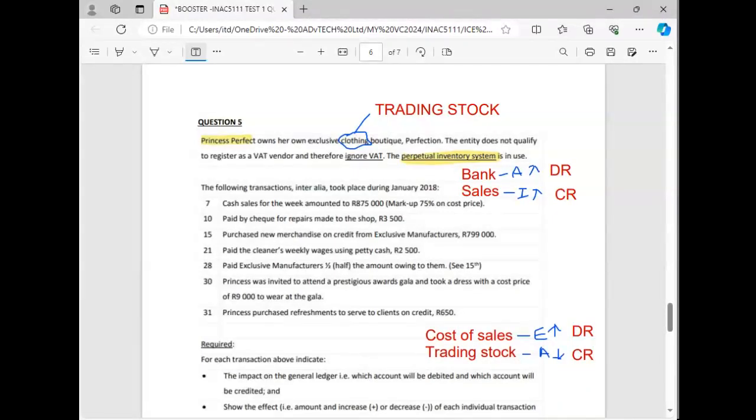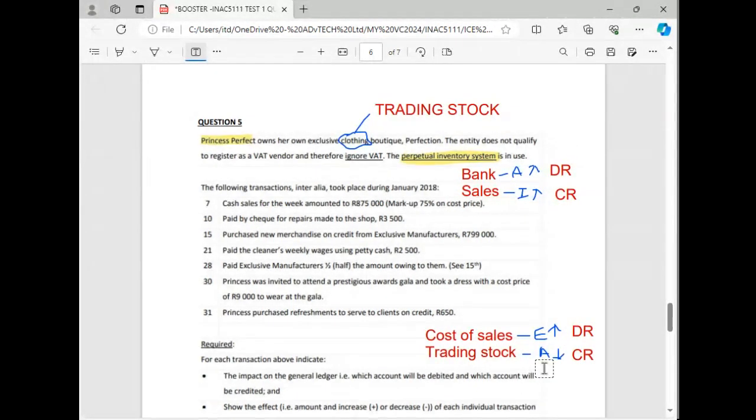Please be honest. No problem. If it doesn't make sense, guys, let me know. It's because you are selling trading stock. So if you're selling trading stock, it means trading stock is going down. So if I had about 5 items and I sell 2, it means I'm left with 3. Does that make sense? Perfect. Okay, let's go and record.